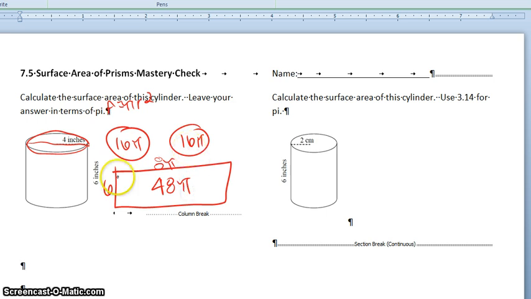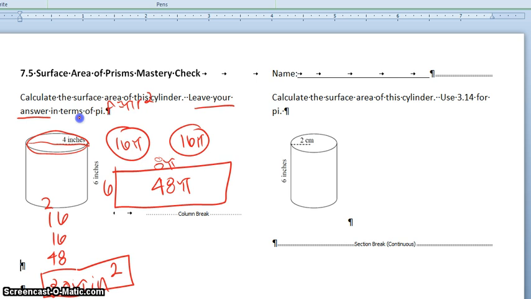Then to find the total surface area, I'm going to add those 3 pieces together. So 16 plus 16 plus 48. So that's going to give me 80 pi inches squared. And the problem did ask us to leave our answer in terms of pi. That just means we can leave that symbol in there, which stands for 3.14, instead of actually multiplying 80 by 3.14.